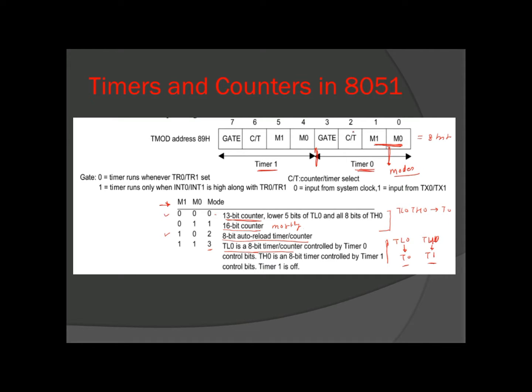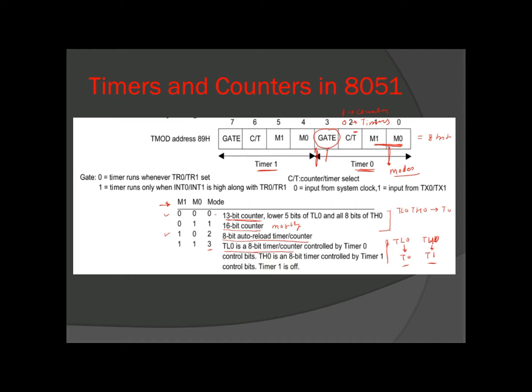The next bit, which is C/T bar, decides whether to use timer counters in counting mode or in timer mode. When we set this to 1, it works as counters. When we set this to 0, it will work as timers.